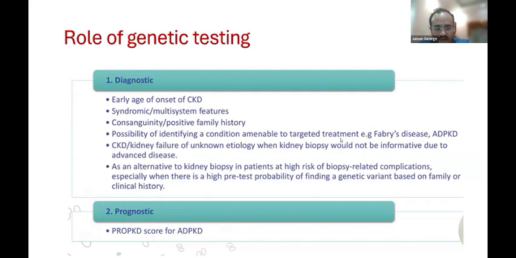Now, genetic testing also has a prognostic role, as in the PROPKD scoring of ADPKD, where you know that truncating mutations have a higher PROPKD score and a worse prognosis.